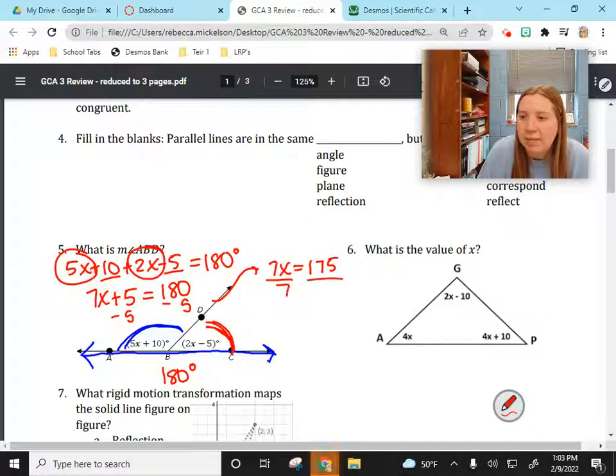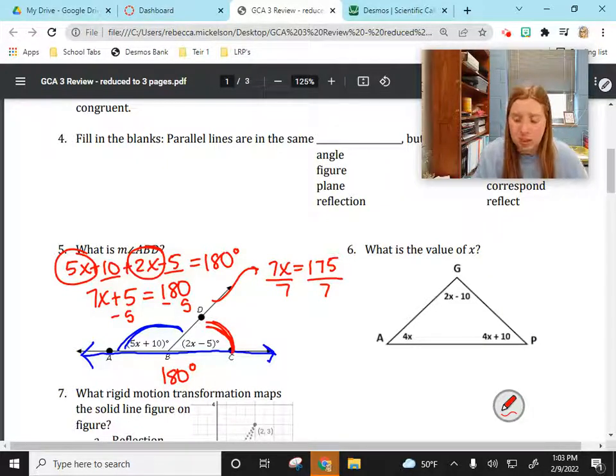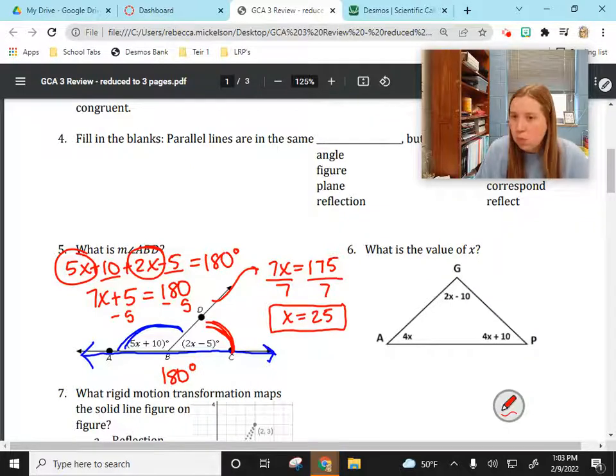Divide both sides by 7. And I don't think we're going to get a pretty number here. 175 divided by 7. Oh, I lied. That equals 25. Now, was the question asking me to find x? It wasn't. It was asking me to find the measure of ABD. That's this blue angle right over here.